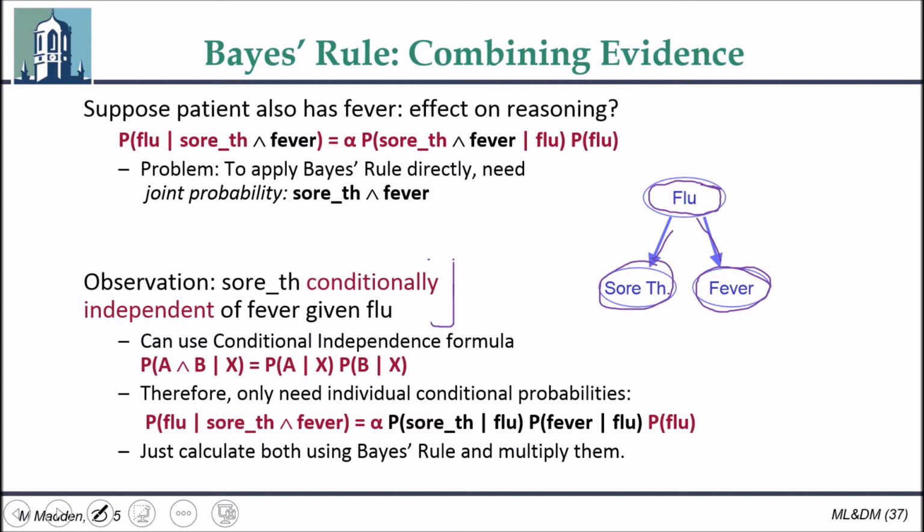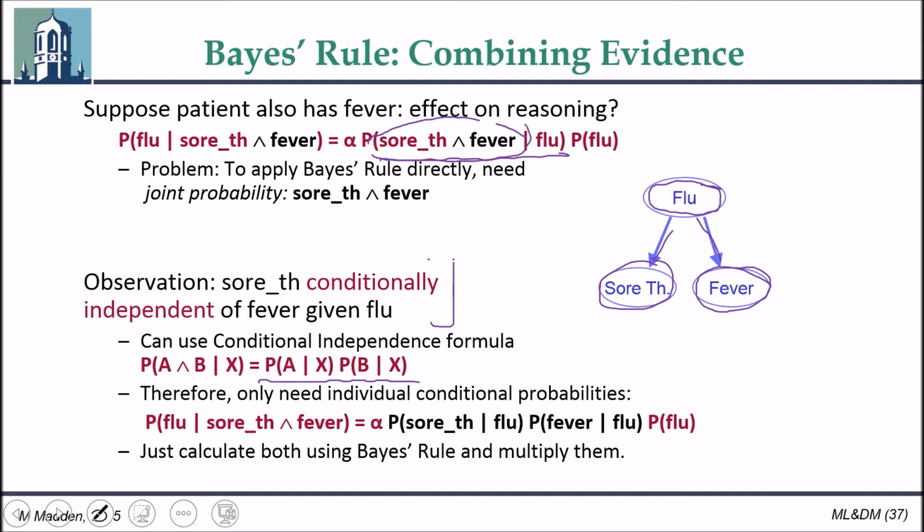What that means is that we can now break out the conditional independence formula that we saw back in the first set of slides, and here it is again. Probability of A and B given X is equal to the probability of A given X multiplied by the probability of B given X. This might not seem like a major change, but what this means is that we don't actually ever need to come up with the combined probability of sore throats and fever given flu. All we need to know is the probability of a sore throat when you have the flu, and separately the probability of a fever when you have the flu, not the joint probability of sore throats and fevers given flu.